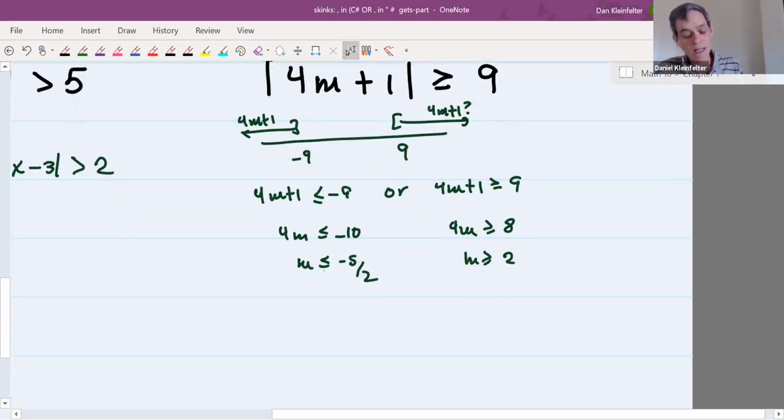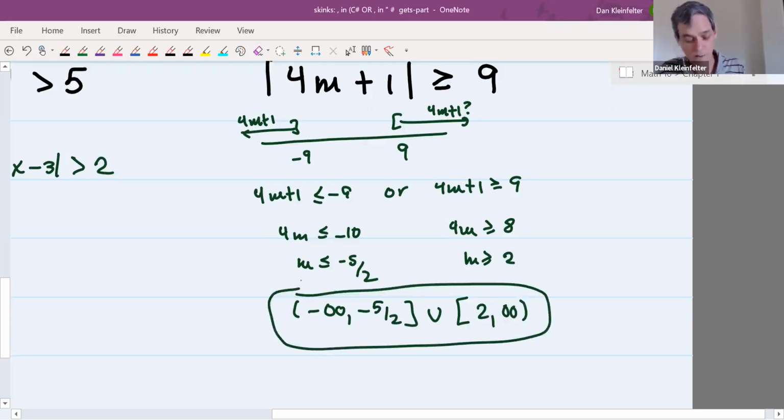Okay, so it looks like m is less than or equal to negative 5/2, or bigger than or equal to 2. Okay, and so that will be the solution to this one.